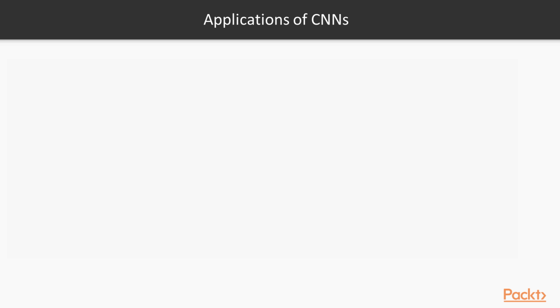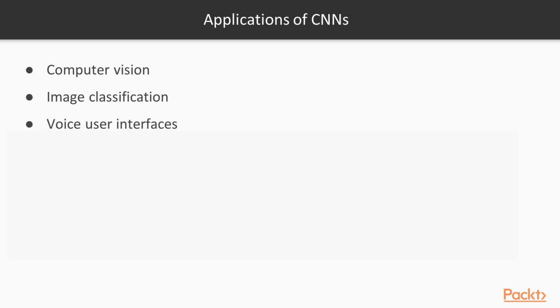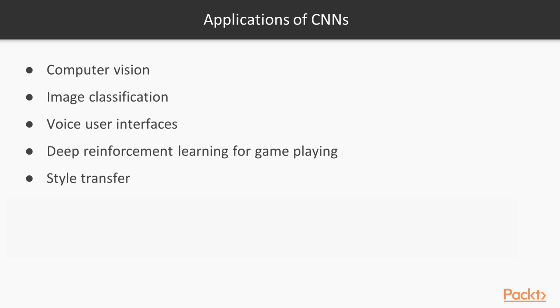The most popular application of convolutional neural networks is computer vision and image classification, but they are also used in many other domains as well. Voice user interfaces, deep reinforcement learning for game playing. What this means is that an agent learns to play a game only given access to the screen and controls of the game. Style transfer.